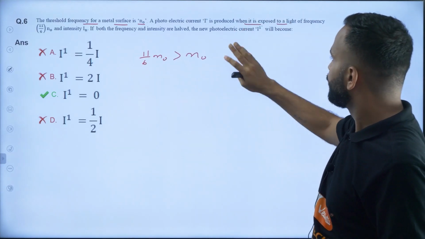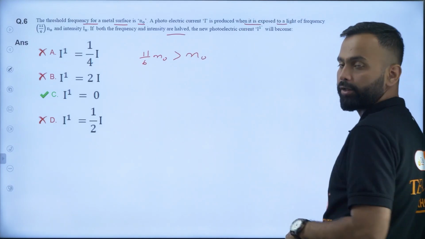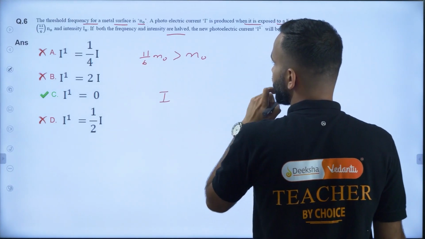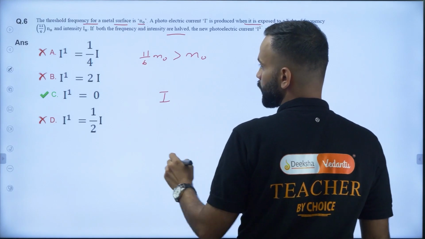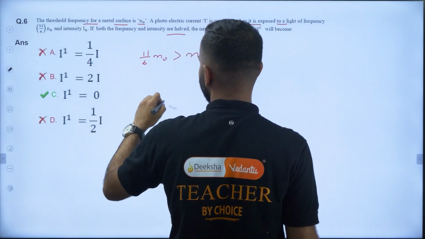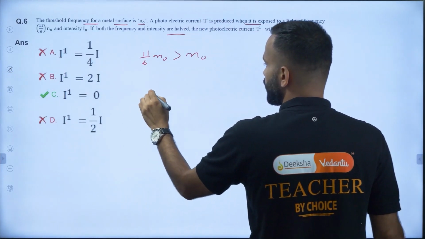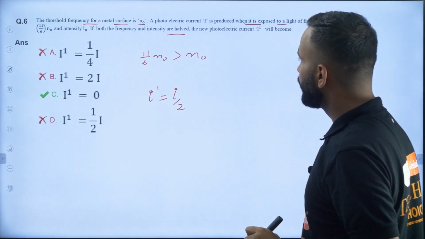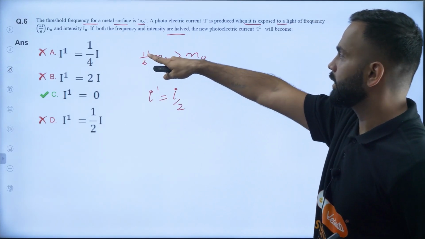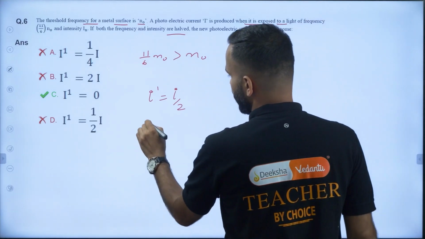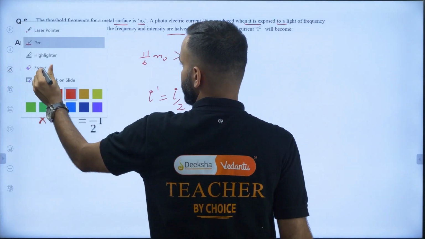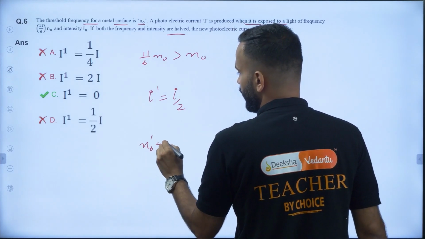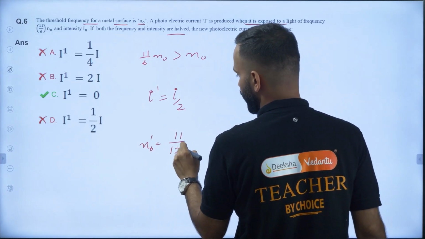If both the frequency and intensity are halved, here the intensity is small I. So now I dash is equal to I by 2, and the frequency is also halved, that is 11 by 6 N0 by 2. So now N0 dash is equal to 11 by 12 N0.